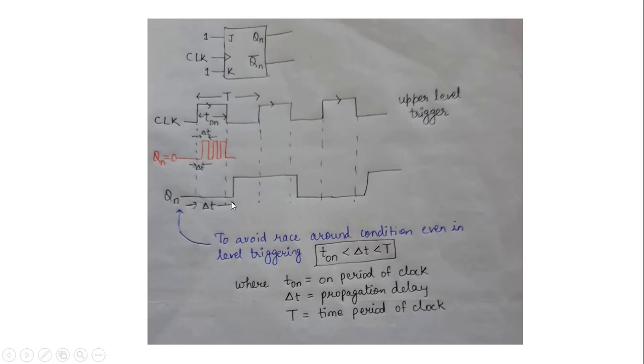So in this way we can see that the race around condition is removed, and at a particular instant it is toggling. But the disadvantage of this method is that we never want unwanted delays in our circuit, because delay is inversely proportional to speed. The more the delay, the less the speed, so we always want high speed circuits. So increasing the delay is not a good option.